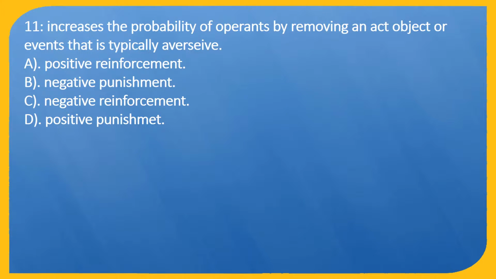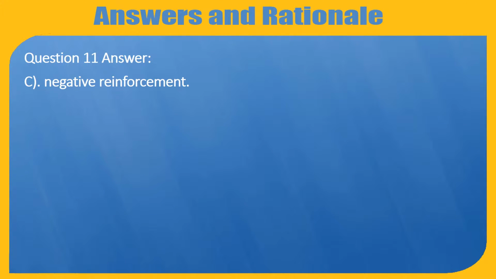Question 11: increases the probability of operant behavior by removing an act, object or event that is typically aversive. A. Positive reinforcement. B. Negative punishment. C. Negative reinforcement. D. Positive punishment. Question 11, answer C. Negative reinforcement.